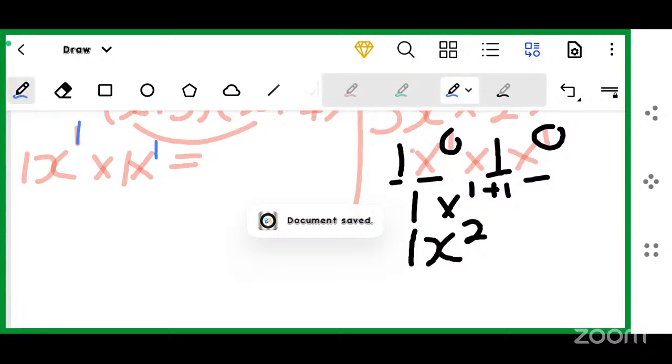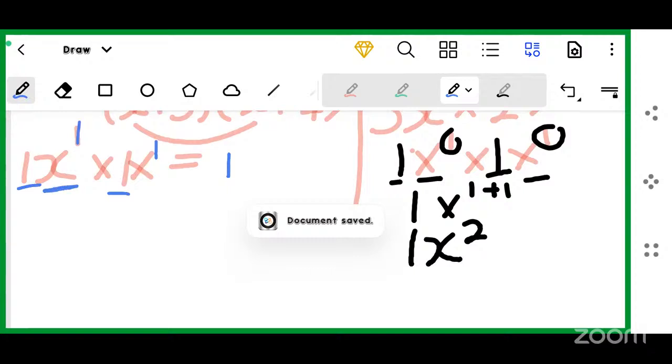And after multiplying these two, I know 1 times 1 is what? Is 1, right? Are we okay? Yes, ma'am, we're okay. Perfect. And then you have your basis.